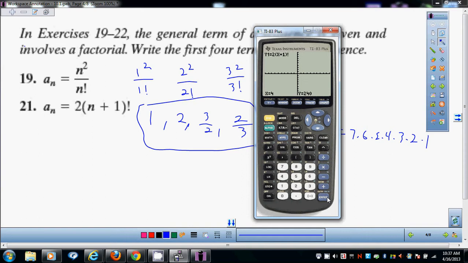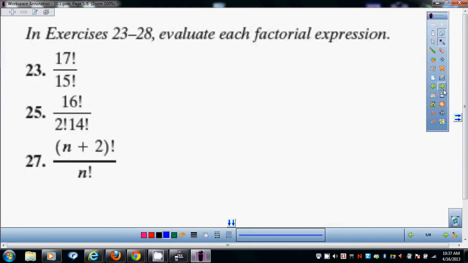Evaluate each factorial. Ooh, these are fun. Here's why. Marco, I have a feeling you're going to be the kind of person that gets this really quick. 17 factorial is 17 times 16 times 15 times 14, dot, dot, dot, times 2 times 1. 15 factorial is 15 times 14 times 13, dot, dot, dot, times 2 times 1.